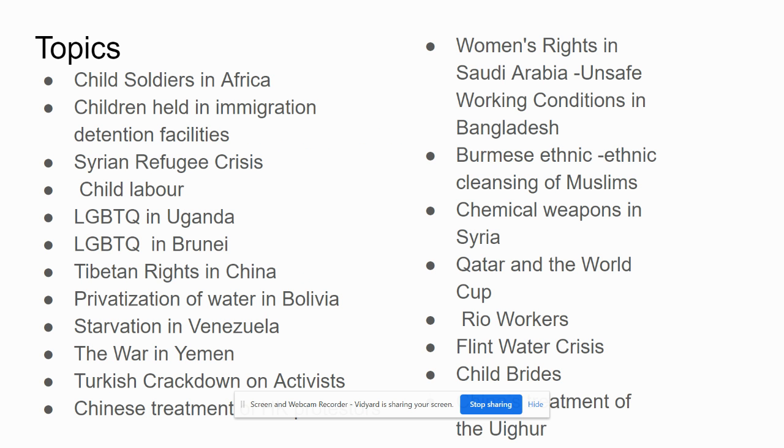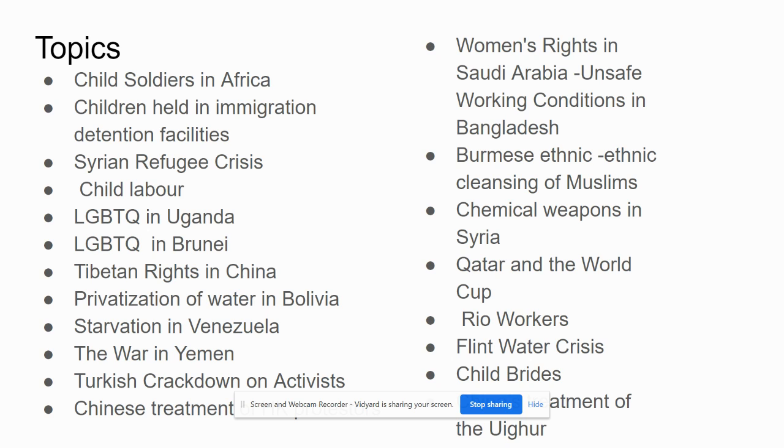Some of the topics that you could do. So child soldiers in Africa, my exemplar will be about that. Children held in immigration detention facilities in the southern U.S., the whole Trump border wall thing. Syrian refugee crisis, child labor, LGBTQ in Uganda, LGBTQ in Brunei. There are other countries, so if you want to do the LGBTQ in some other country, just tell me and I'll say yes.